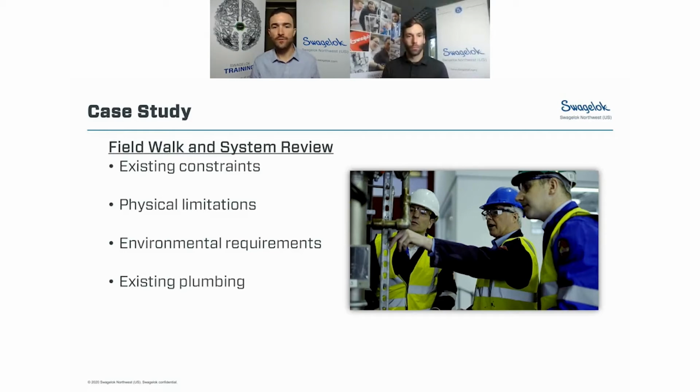This is going to be installed outside, so there's environmental concerns there. How do we account for that? Longevity of the system, doing any maintenance, accessing the system. And then we want to look at existing plumbing. So we said, okay, where are we pulling from?